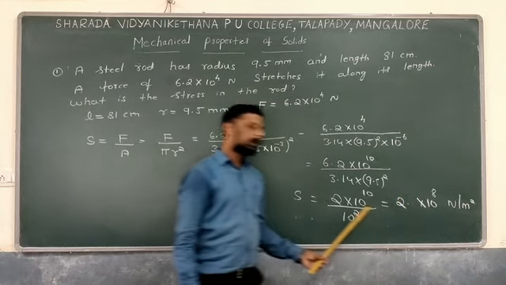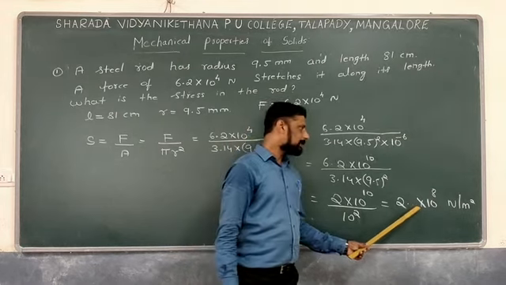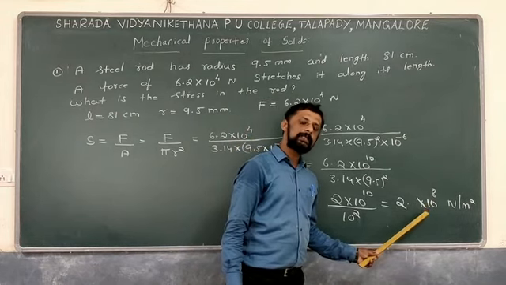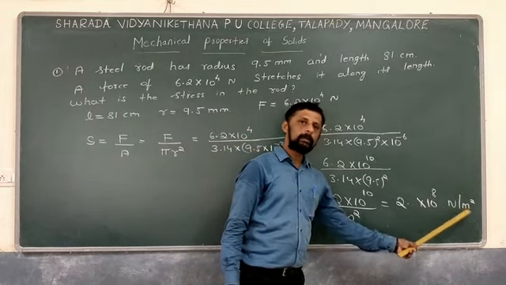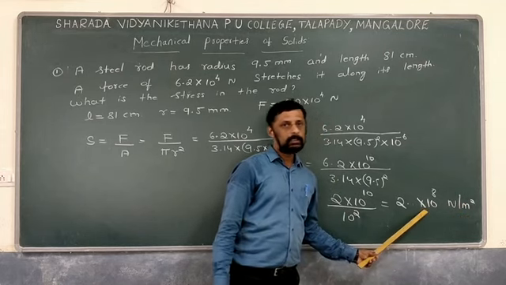Here I will take the approximate values since options are given. The nearest answer is around 2 point something. Actual answer is 2.2 into 10 power 8 Newton per meter square. So you will get the nearest answer since the options are given. There is no problem.